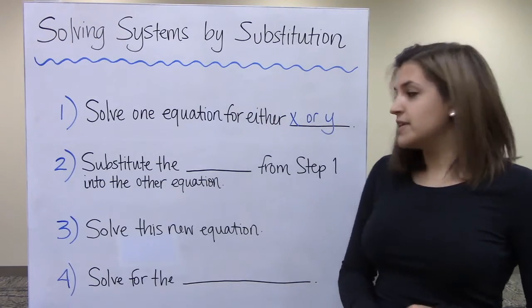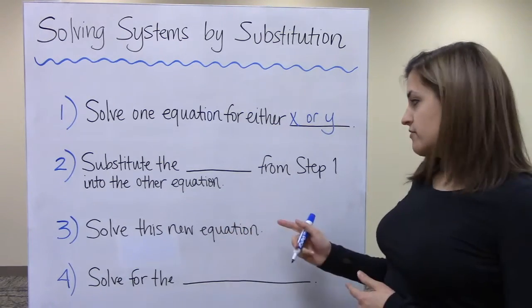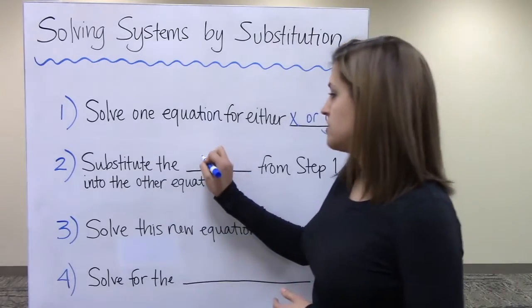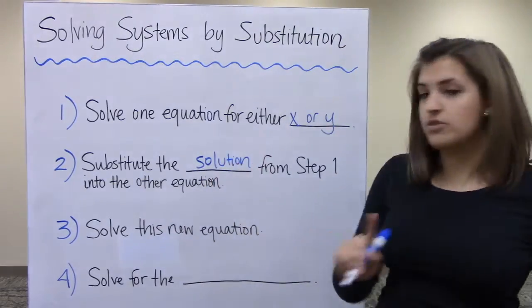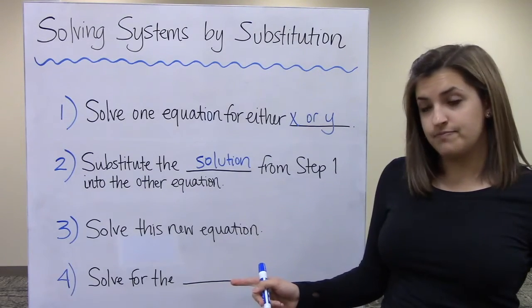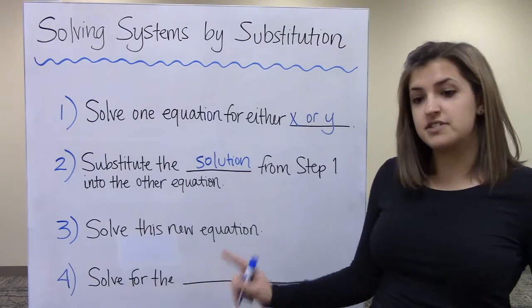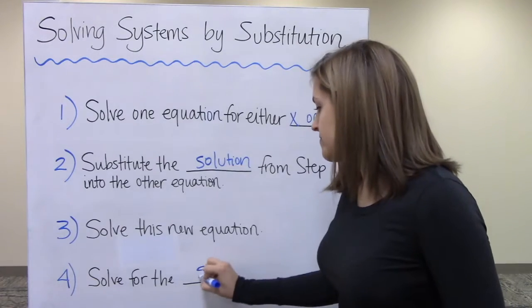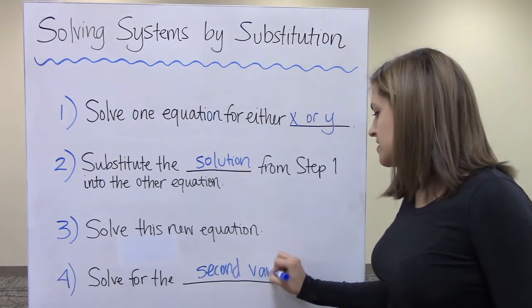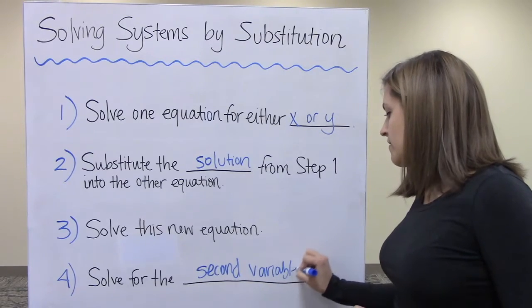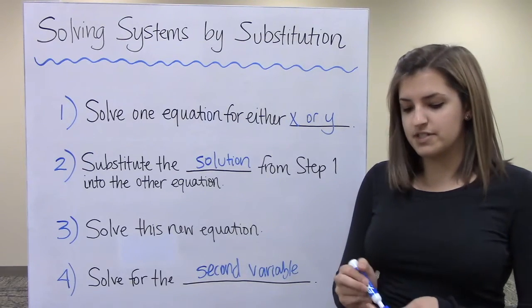Our second step is to substitute the solution from step 1 into the other equation. So we'll substitute the solution. Step 3 is to solve the new equation. And step 4 is to solve for the second variable. So whatever variable you didn't solve for in the beginning. So second variable. All right, now let's move on to some examples.